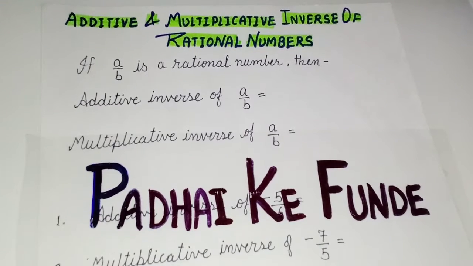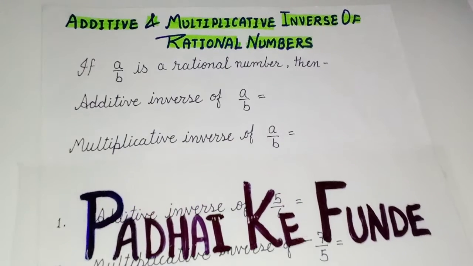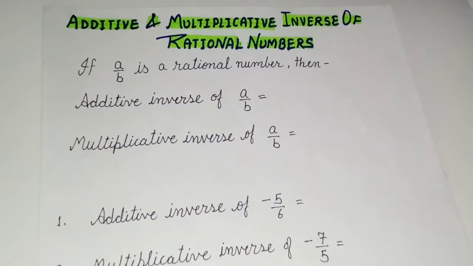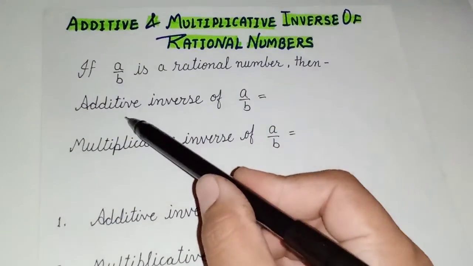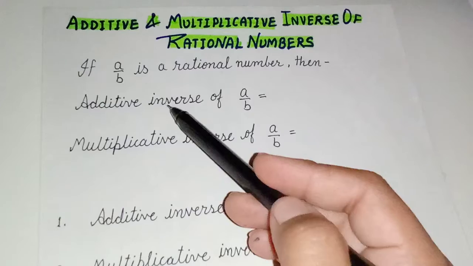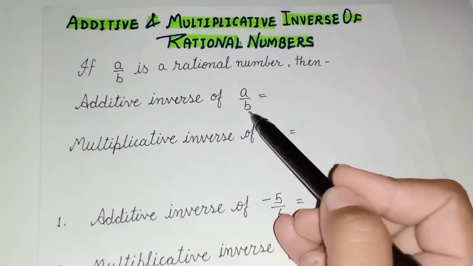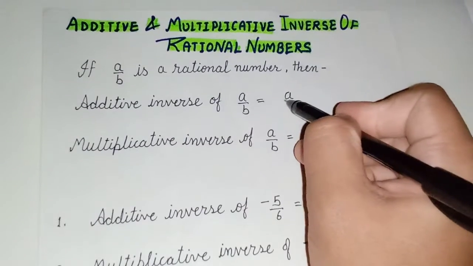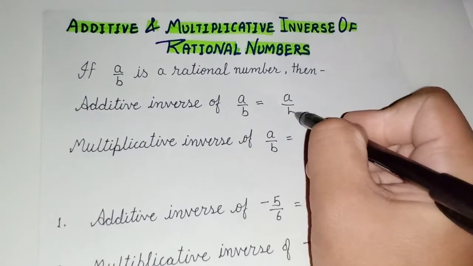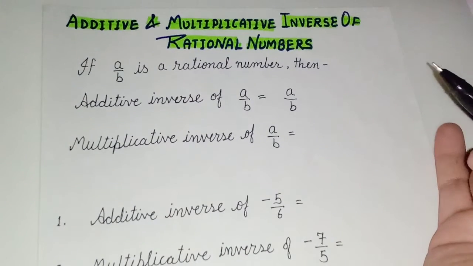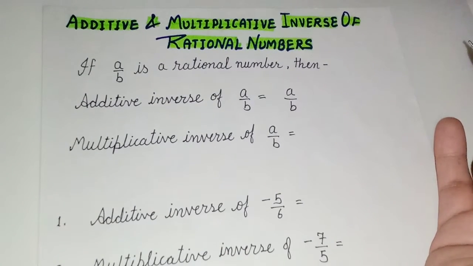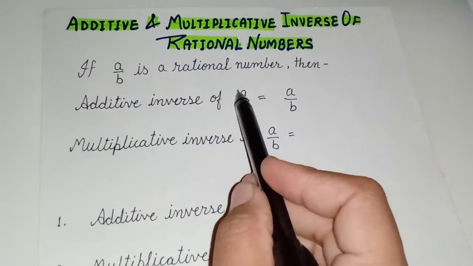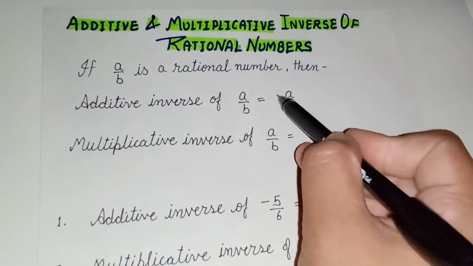So, first let us take the case of additive inverse. Here we have a rational number, that is A upon B. We have to find its additive inverse. So, it's very simple. How to write the additive inverse? You just have to see the given rational number. The given rational number will be written as it is with no change. A upon B will remain A upon B only. You just have to pay attention towards the sign of the rational number here. As this rational number is positive here, so we will make it negative.